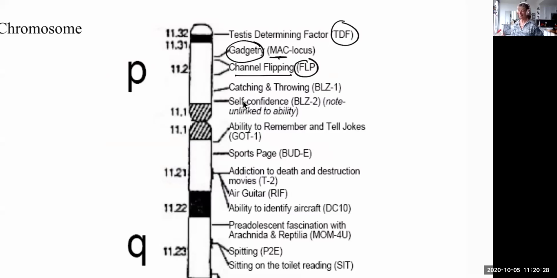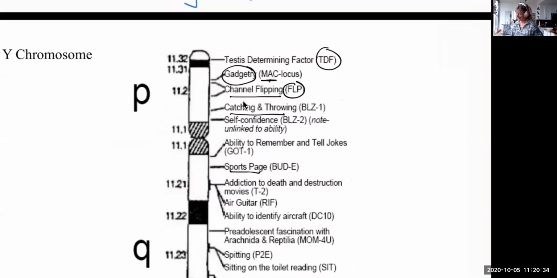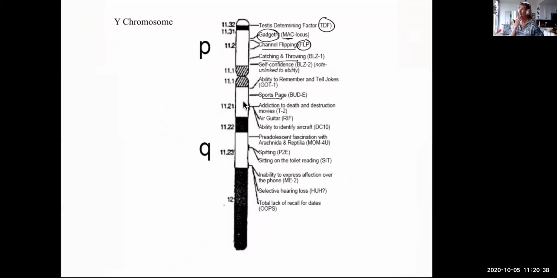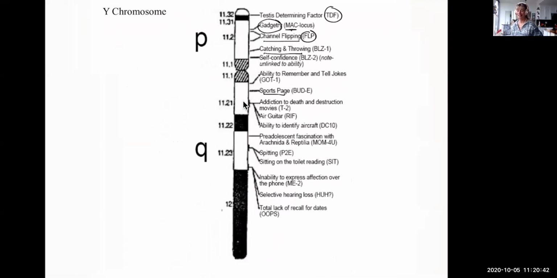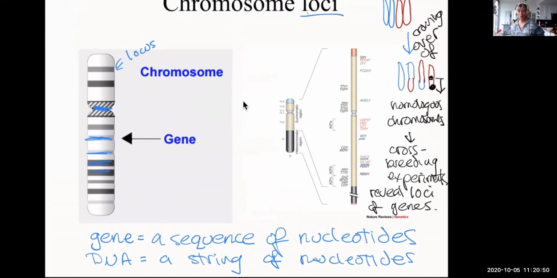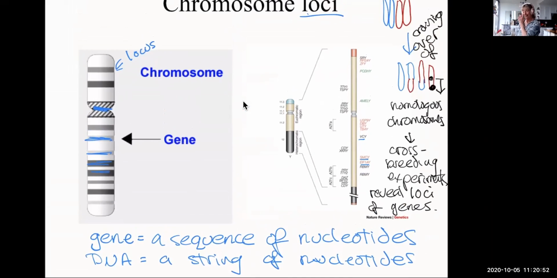Okay, these are not real. Catching and throwing, the sports page. You know, I got this off of somewhere. I don't know where. I haven't found one for the X chromosome yet, but if you ever find one, you can let me know and send one in.